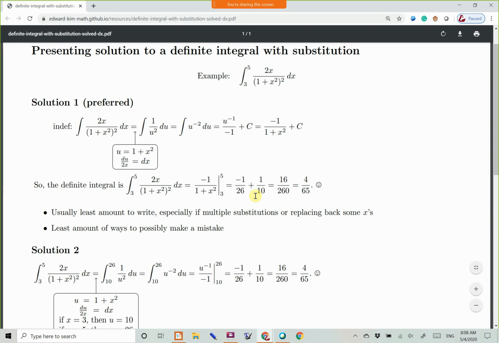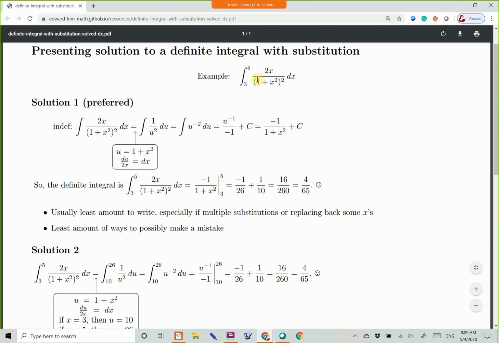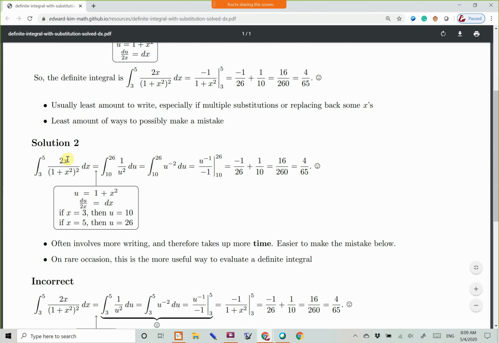That's a good place to stop. But to illustrate the same point as earlier, I went ahead and simplified this to be 4 over 65. This is usually the least amount of writing. If we go through that method 2 like thing, I copied the problem that's up at the top that's centered that says example down here.